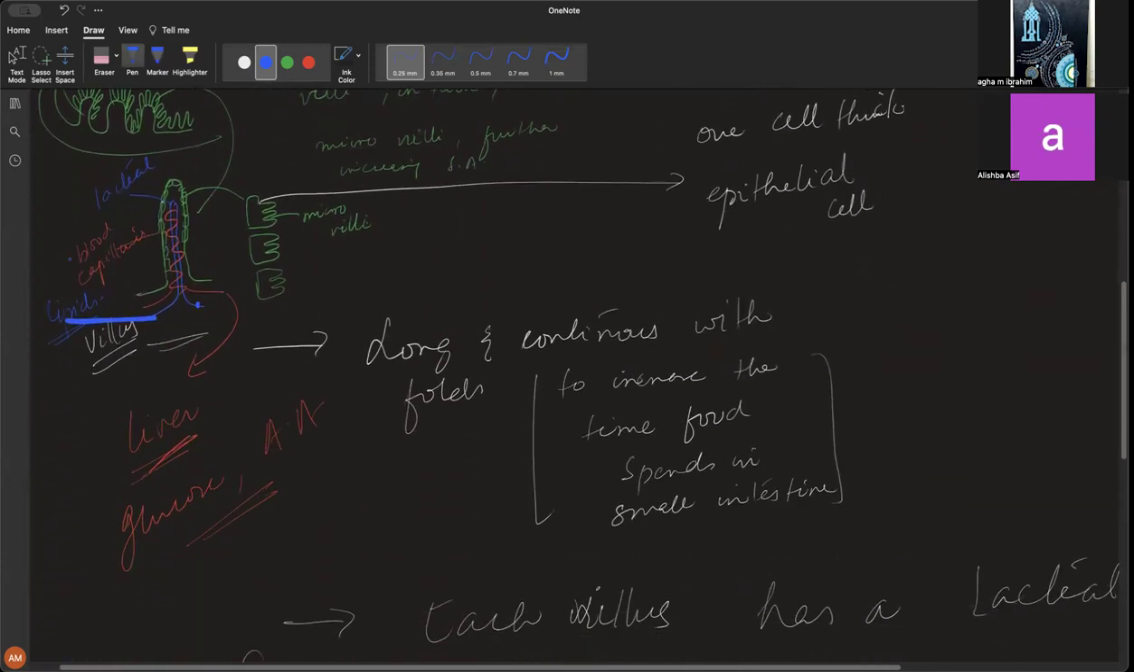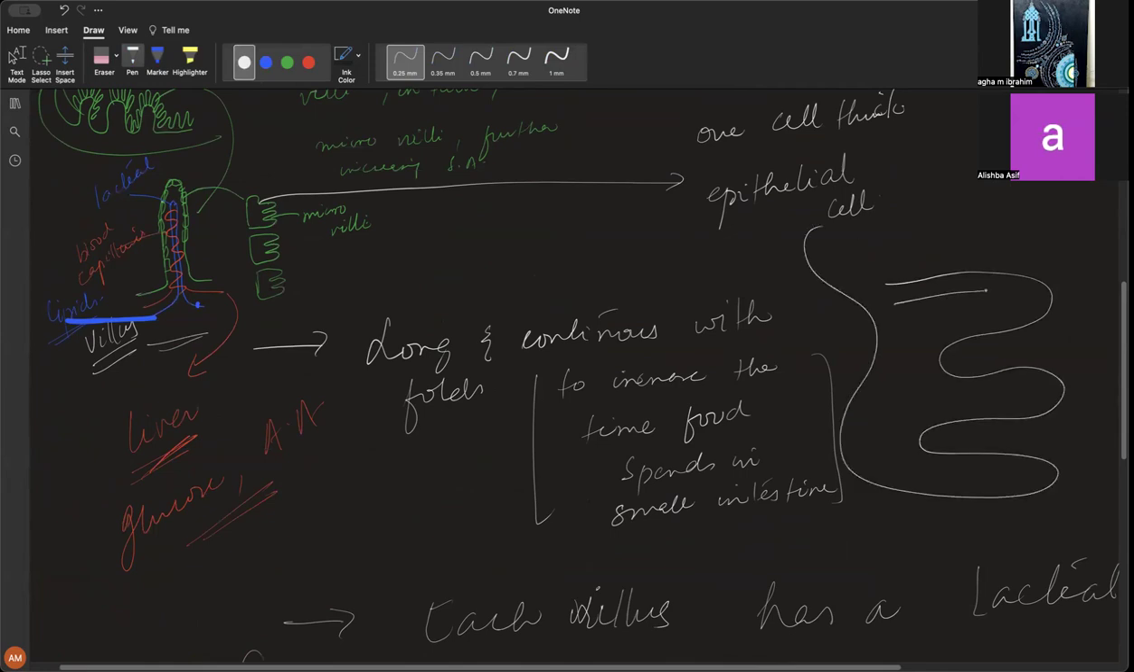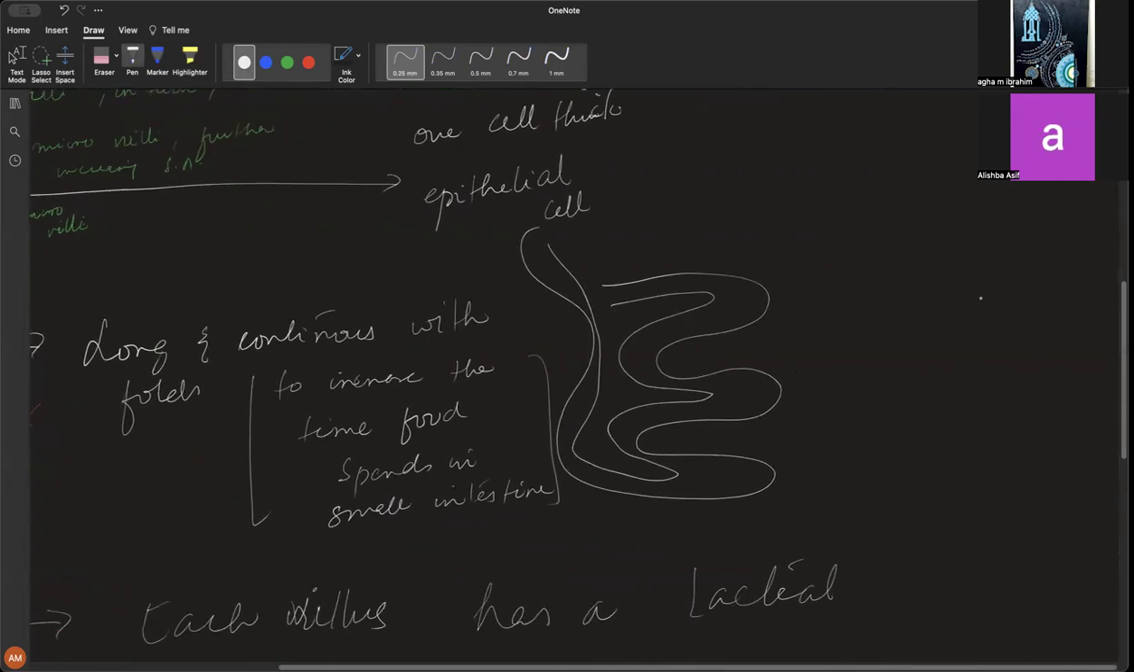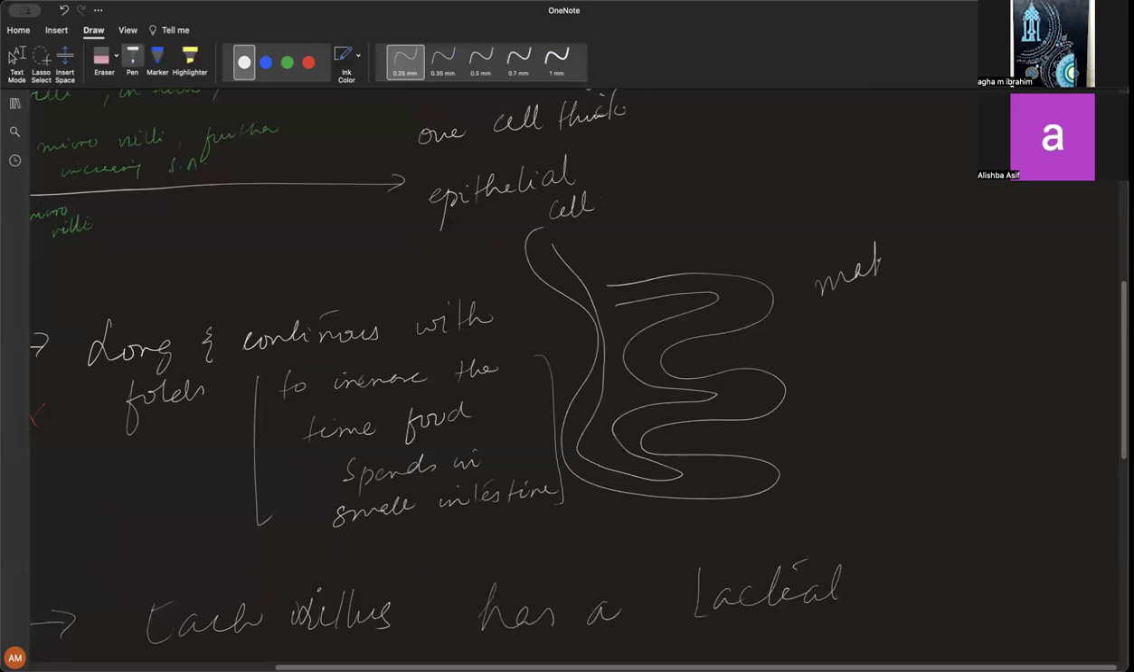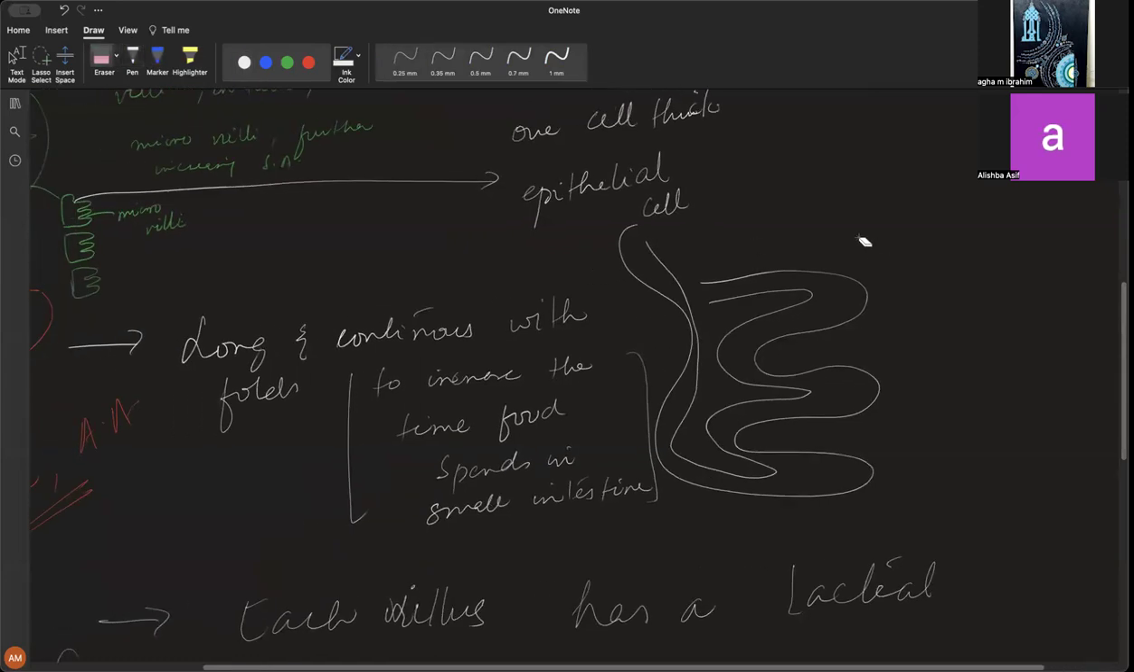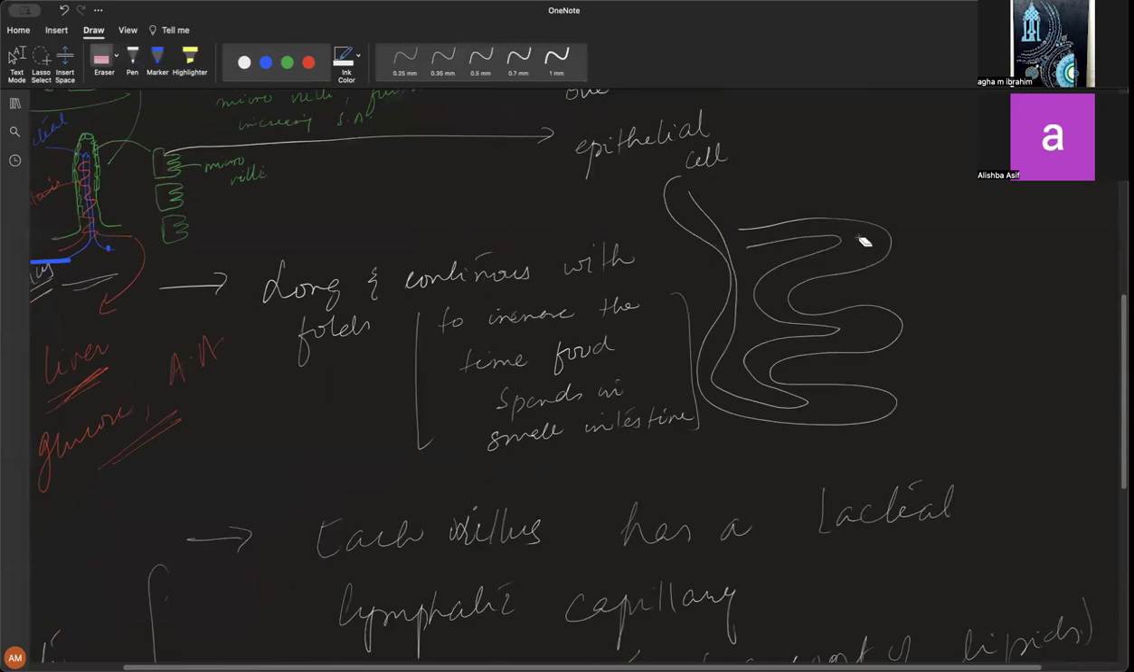Then what is the next part? It is long and continuous with folds. It is long, and there are continuous folds like this. Generally, if you look at it, this is how it is, long and continuous. Being long and continuous increases the time the food spends in the small intestine. It helps the small intestine retain food so that maximum digestion and absorption can take place. And this is for what? To maximize digestion and absorption.